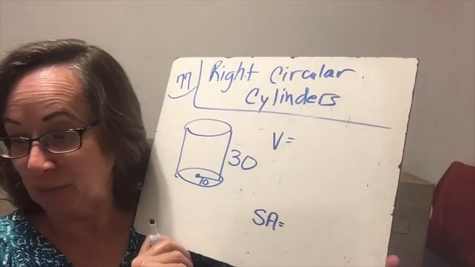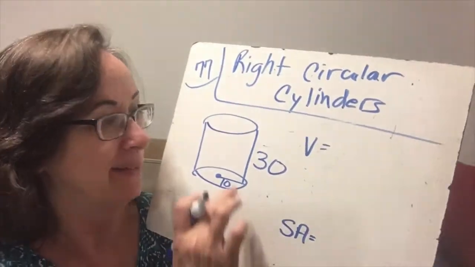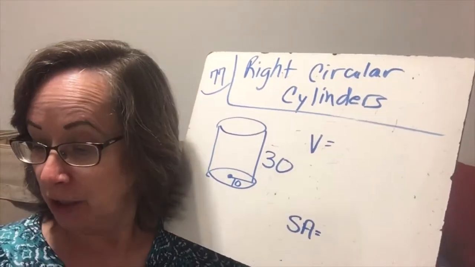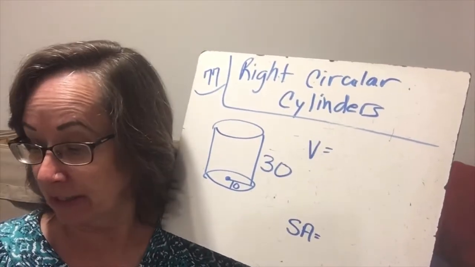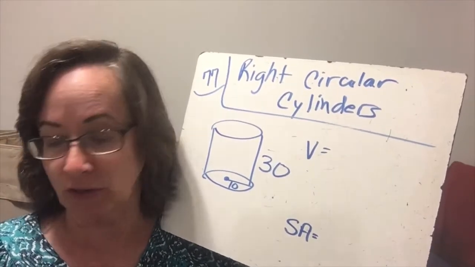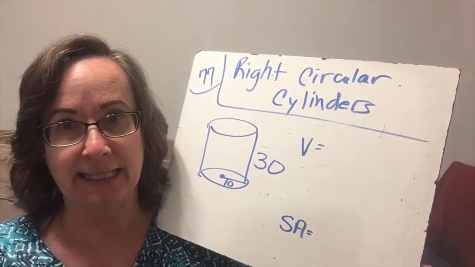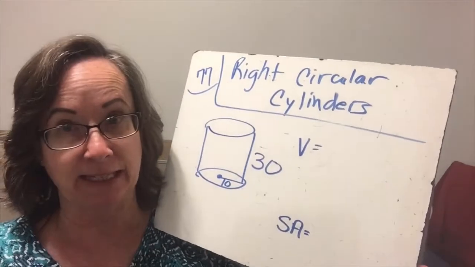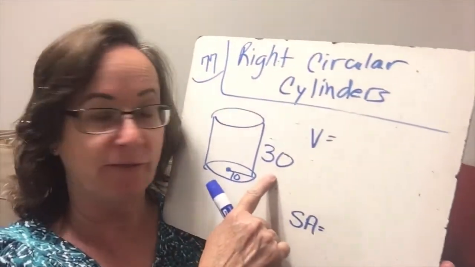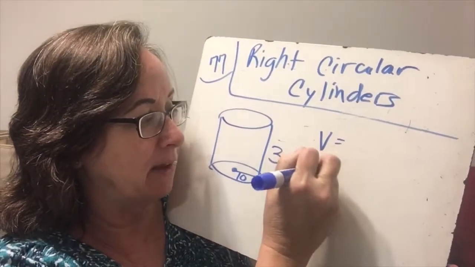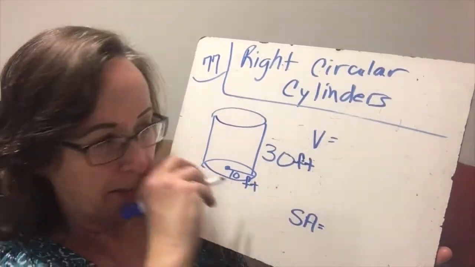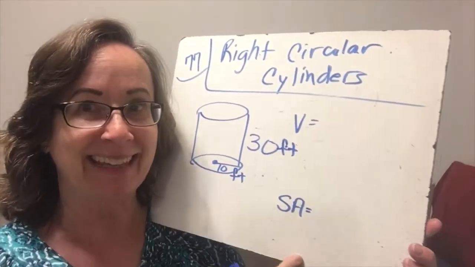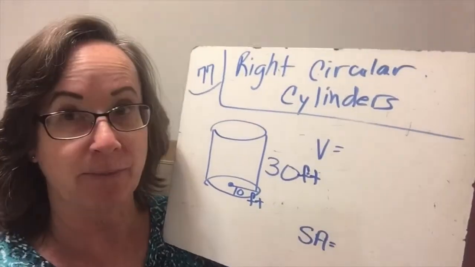All right, so we have an A and a B that apply to the same figure. Your book says find the volume of a right circular cylinder that has a height of 30 feet and whose base has a radius of 10 feet. So height of 30 feet, this is all in feet now, and a base of 10 feet. And we're going to find the volume and then the surface area of the same figure.